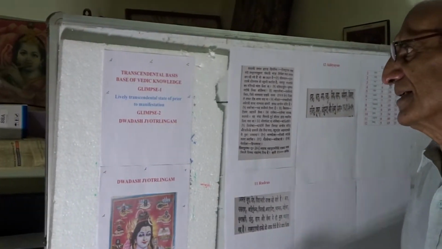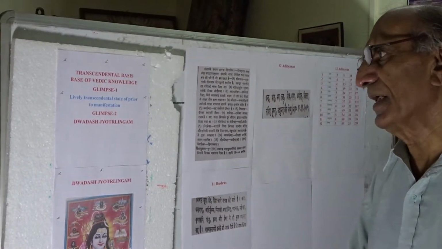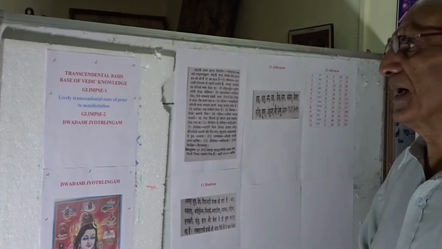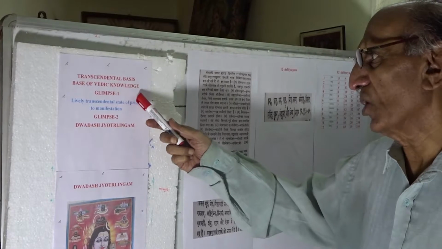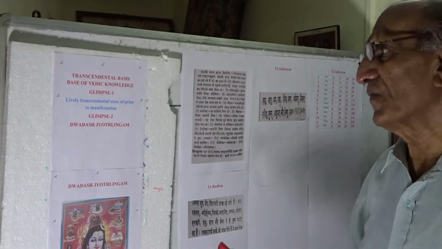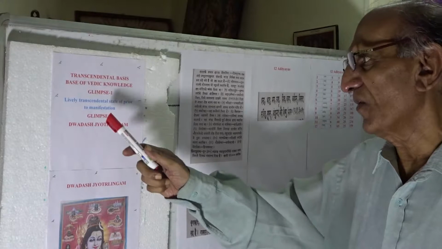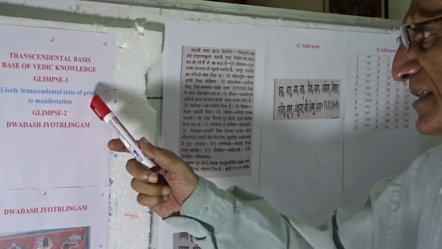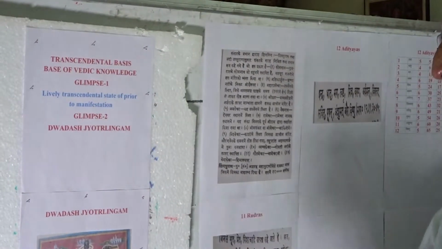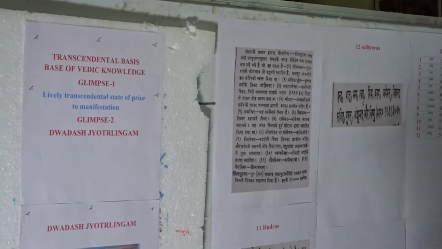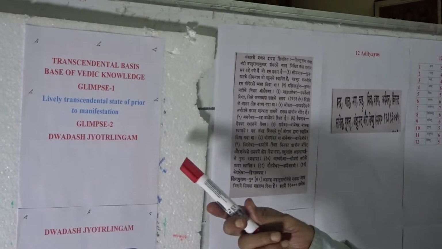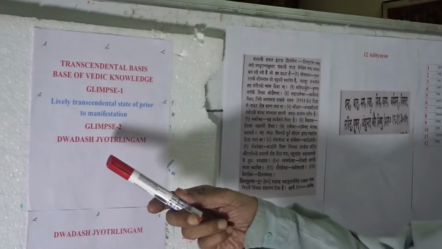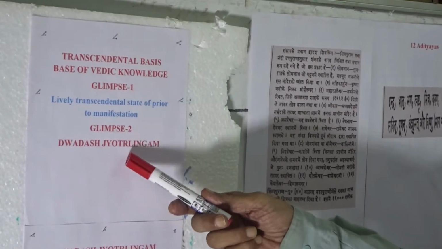Welcome to Transcendental Base of Vedic Knowledge discipline. We are glimpsing Transcendental base of Vedic Knowledge. Our first glimpse has been of lively transcendental state prior to manifestation. Now in this glimpse 2, we are glimpsing Dvadas Jyotirlingam.